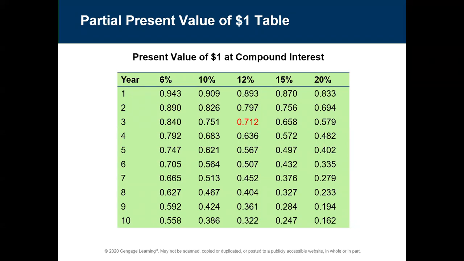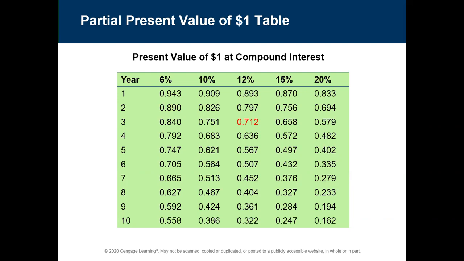All right. So this is called a present value table. And what it does is it gives you a factor. Okay. So it says the present value of $1 at compound interest. So if I were to say to you, what's the present value of $1 in 3 years at 12%? What we would do is we would look at this table and we go down to year 3 and we go to 12% and we bring our fingers together and that would give us a factor. Okay. And then we could calculate the present value of $1 by multiplying that factor by $1.